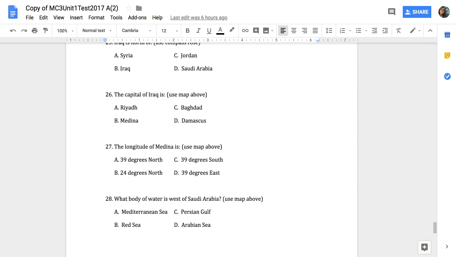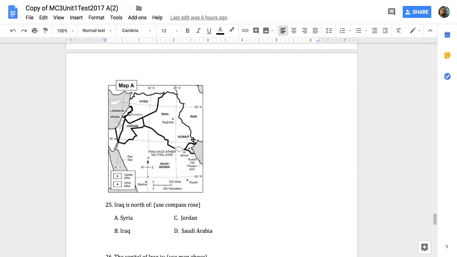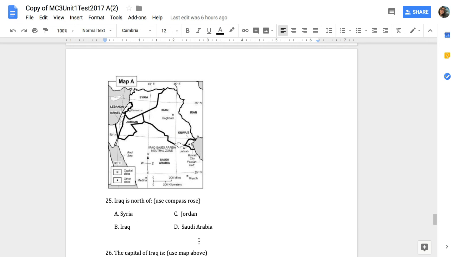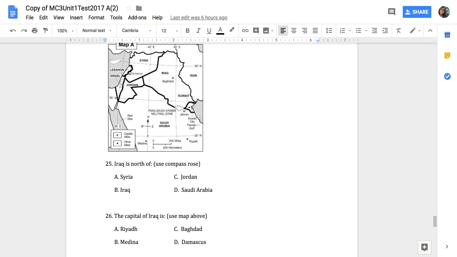Okay, for questions 25 through 28, you're going to use this map. You have to kind of think about what you know about a map and the different tools. Iraq is north of, so first you have to find Iraq, and then you have to find the compass rose to figure out what is it north of. What is Iraq north of? What country? A, Syria. B, Iraq. C, Jordan. D, Saudi Arabia.